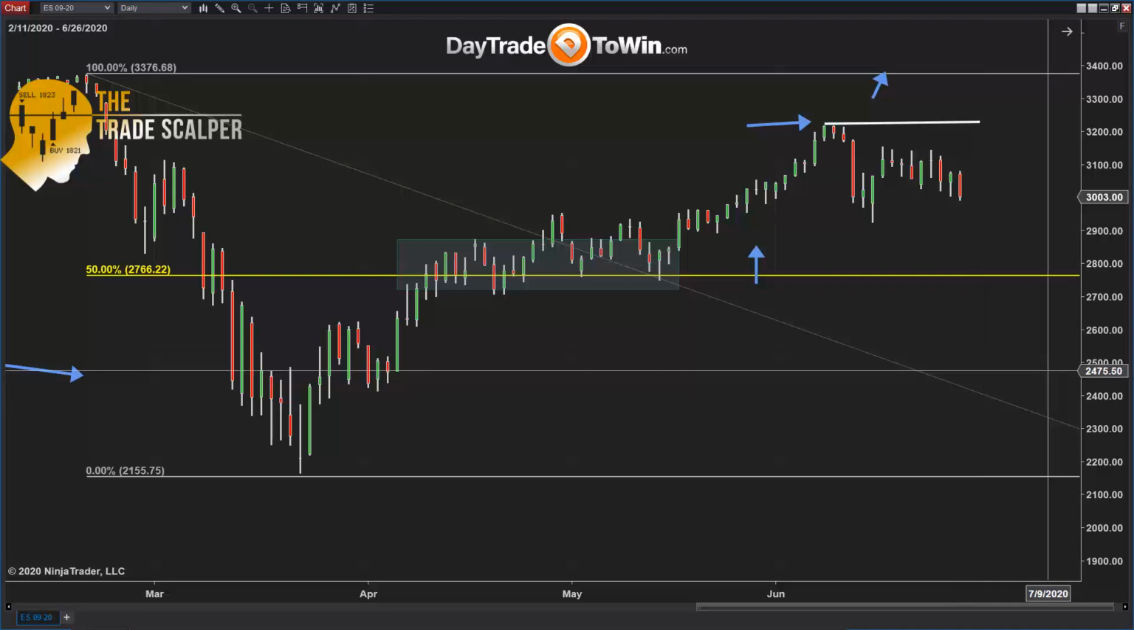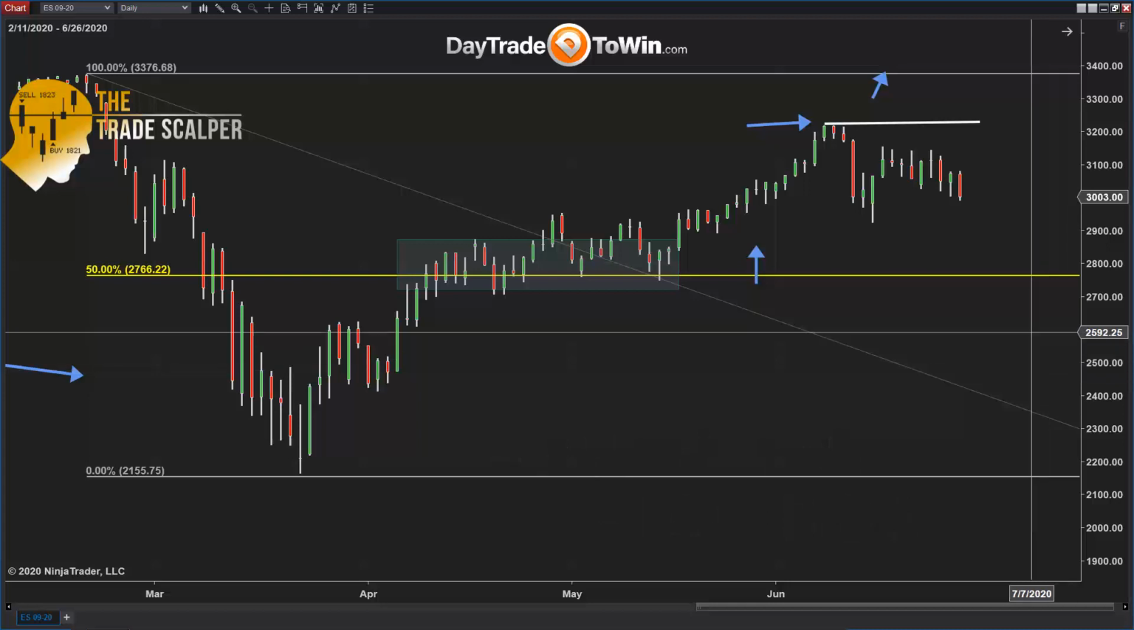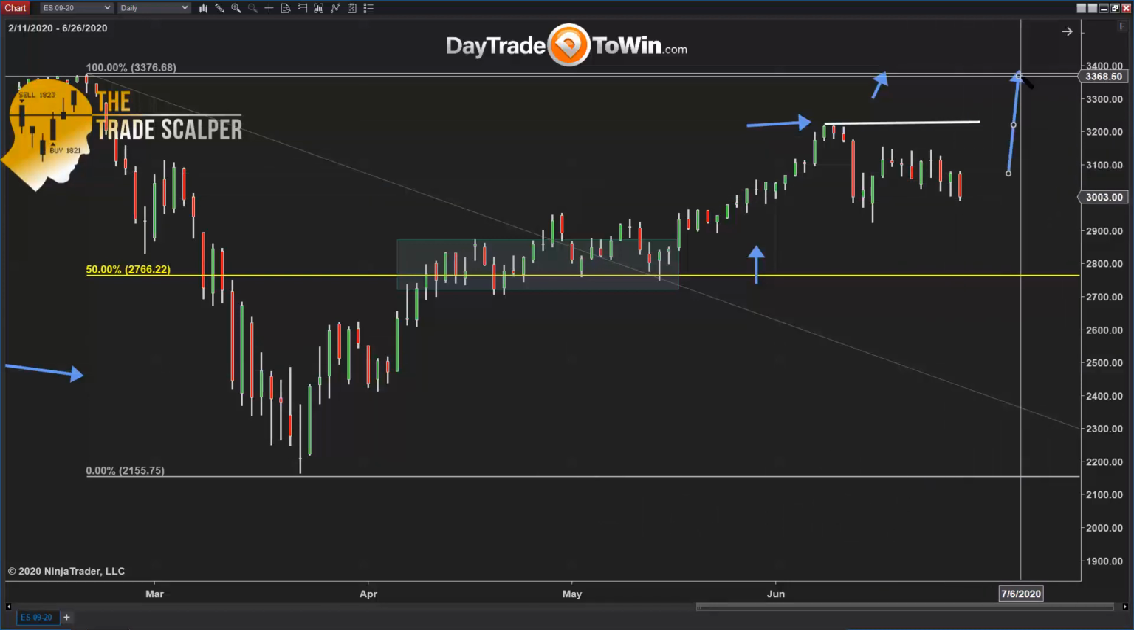Now, it could be long opportunities on the scalper. It could be long opportunities on the Atlas line, another software that we offer. It could be long opportunities on the blueprint. Another method that I teach is the blueprint method. So any opportunity to go long, whether it's what I offer you or your own type of trading, take it, because you're going to see that at some point the market will hit these highs.